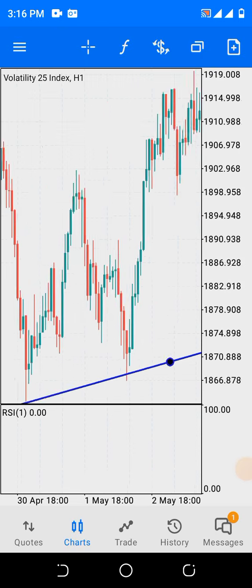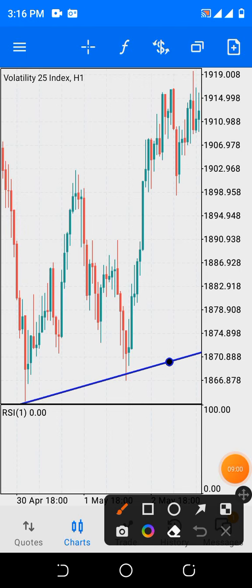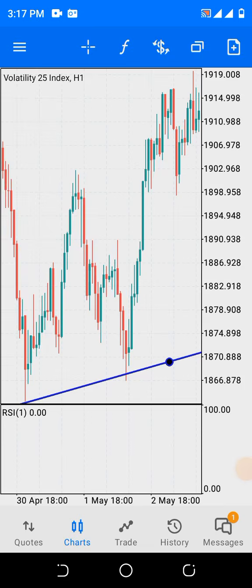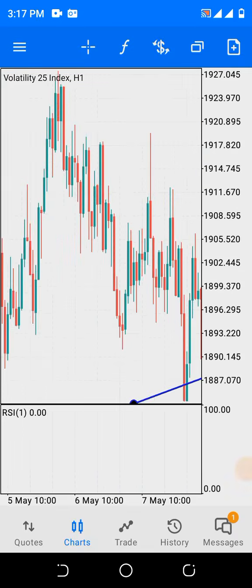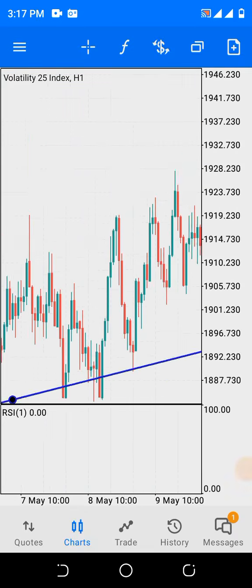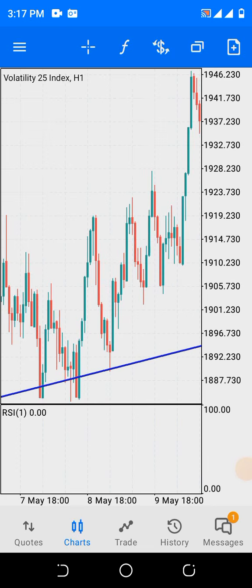So this is the first entry here. You make your entry at this point, and this is a huge profit. So we proceed. That is the first entry. Understand? Wherever the candlestick touches this trend line, those are your entries.